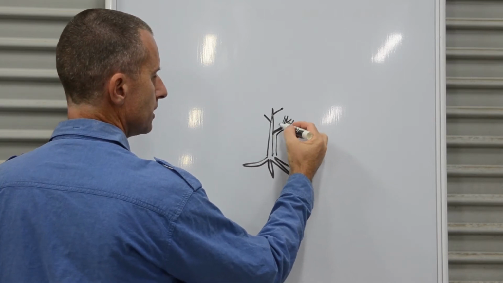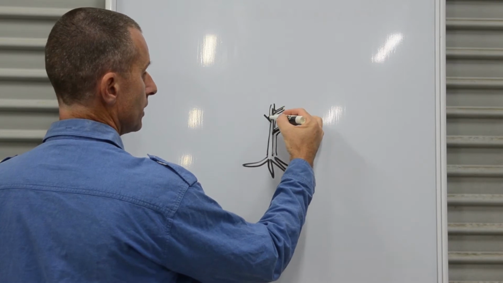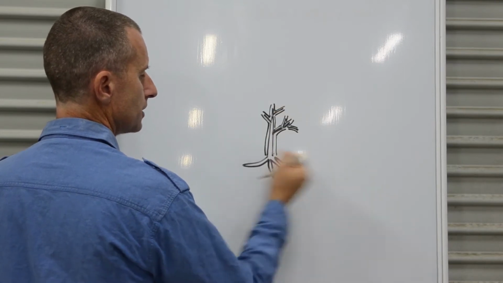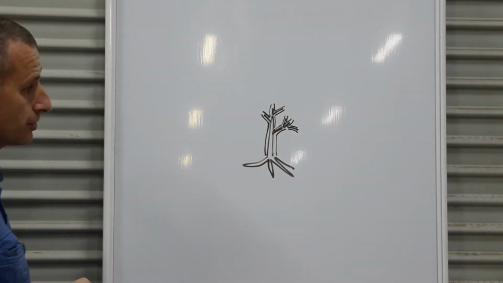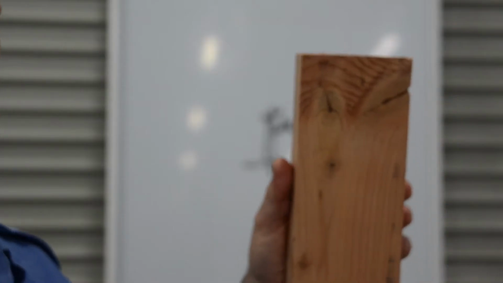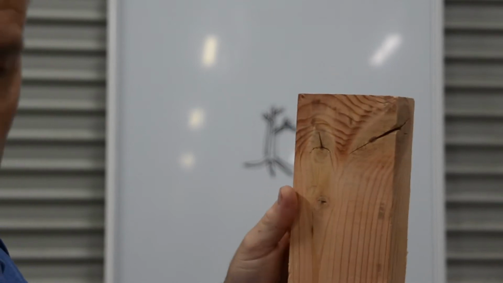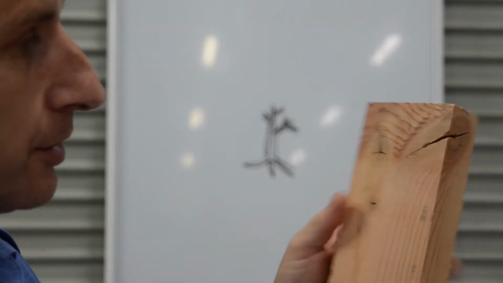And so you can see the tree, it basically grows in layers. And what you see with wood is growth rings. I'll just grab a piece of wood. Okay, so you can see here the way the grain has worked.